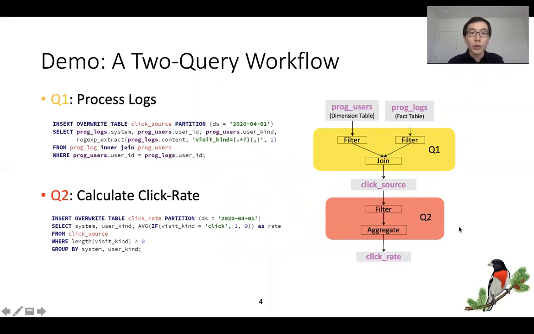So in this demo, we selected a simple two-query workflow where the first query simply joins a fact table of logs with a dimension table of users and calculates a click data for users. And the second query simply aggregates this table and produces a click rate result. Okay, let's start the demo.